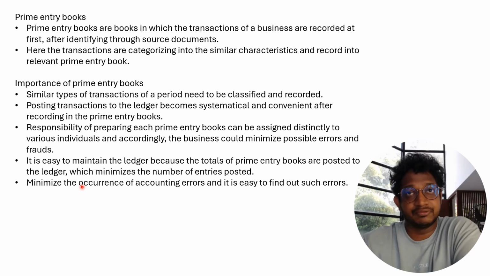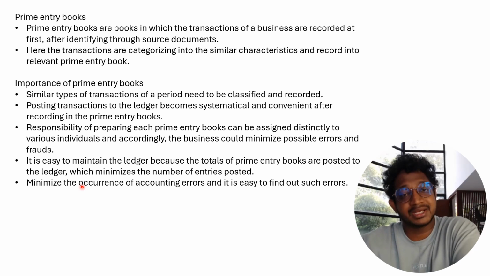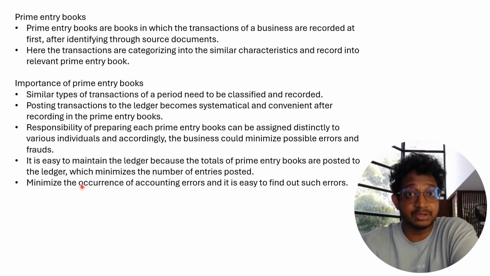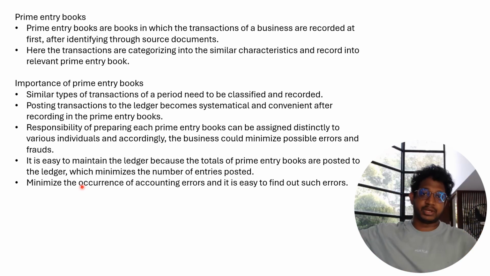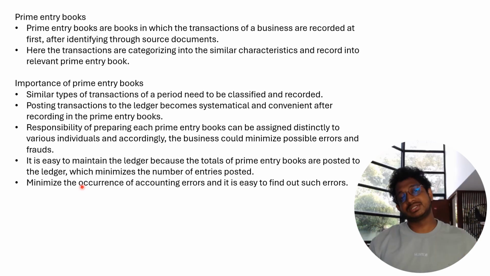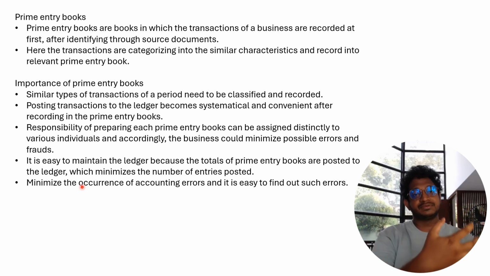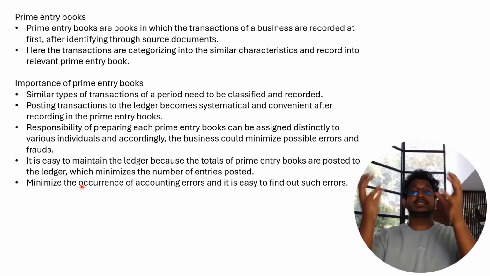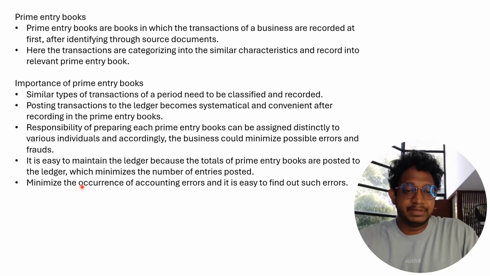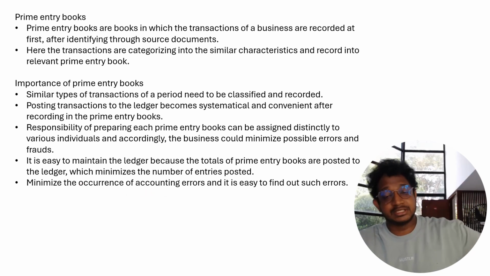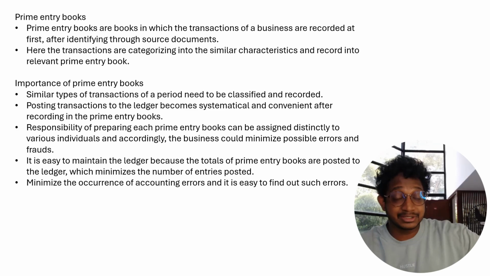Let us assume that we record all cash receipts and cash payments individually in your cash account. It would be very long, because there are a lot of cash transactions. But here, we record all cash receipts and cash payments in separate journals, and the totals of those journals come into the cash control account, right? It also minimizes the occurrence of accounting errors, and it is easy to find errors as well as frauds, right?